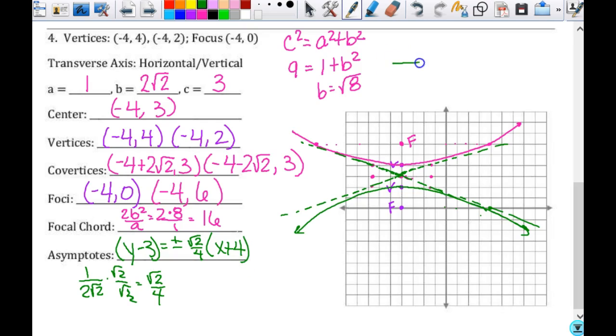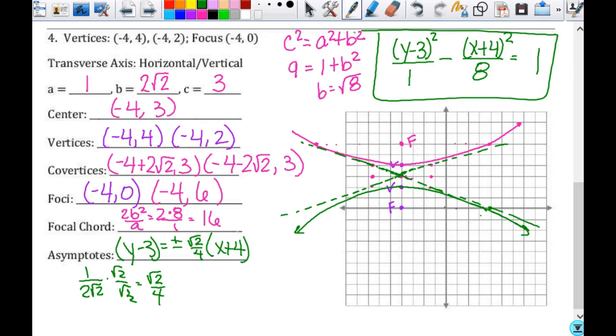So to write my equation, this has a vertical transverse axis, which means the y term comes first. This is y minus 3. I think I said it and did it right this time. And this is x plus 4 squared. A squared always comes first, so this is 1. B squared comes second, and that is 8. And there is your equation. Okay. Any questions at all?